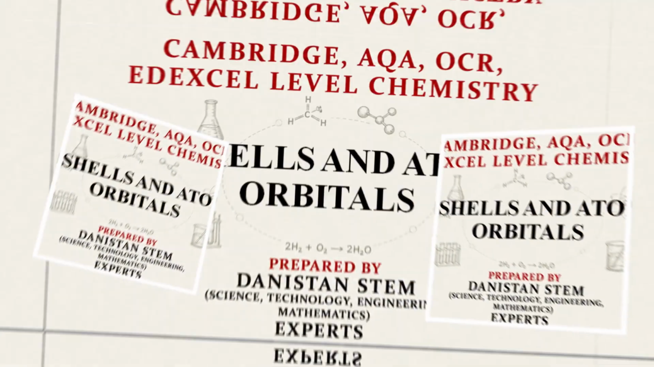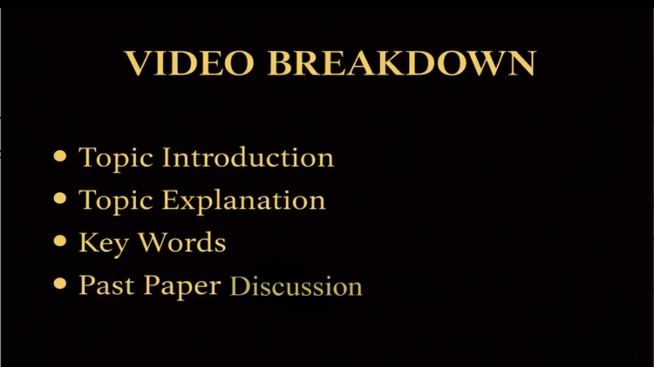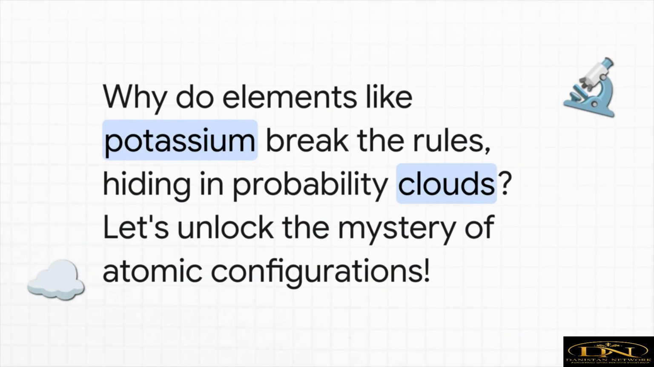Greetings, class. Have you ever wondered why elements like potassium completely break the rules of how electrons are supposed to behave? It's kind of like they're playing a cosmic game of hide and seek in these fuzzy probability clouds. Well, today we will study the fundamentals of atomic orbitals and electronic configurations. This is a scientific mystery that's literally puzzled students for generations. But we're going to unlock that mystery right now. We're going to decode the very architecture of the universe, literally atom by atom.